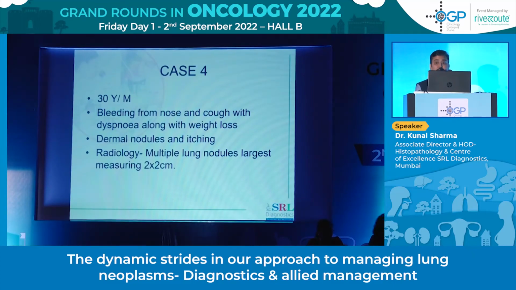So with that, my final case, and I think this was probably the most challenging case for me. This was a 30-year-old male patient who presented with on and off bleeding from the nose, cough with dyspnea along with weight loss. There were dermal nodules in the skin and the patient complained of itching. And in radiology, there were multiple lung nodules. The largest told to me was 2 by 2 centimeters. We did not see the radiology because this came from an international center.